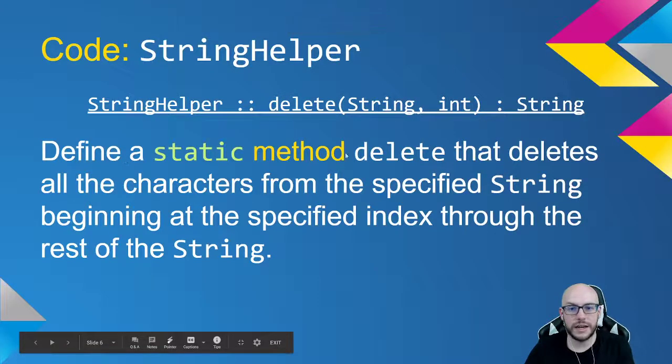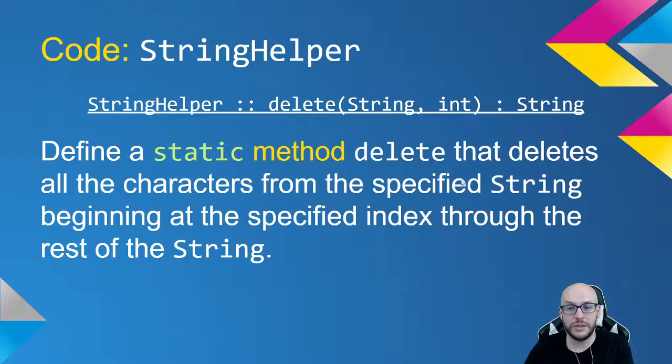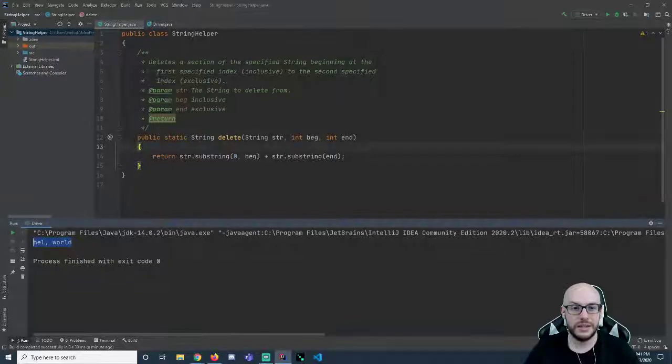It says define a static method delete that deletes all the characters from the specified string beginning at the specified index through the rest of the string. We're overloading it, and this is a lot like substring, right? Where I can take just one parameter, start at that index, and go through the rest of the string. This method is called delete. It's in the StringHelper class. It takes in two explicit parameters, a string and an int, and it returns a string. It is static, I can tell because it's underlined, which means it has no implicit parameters.